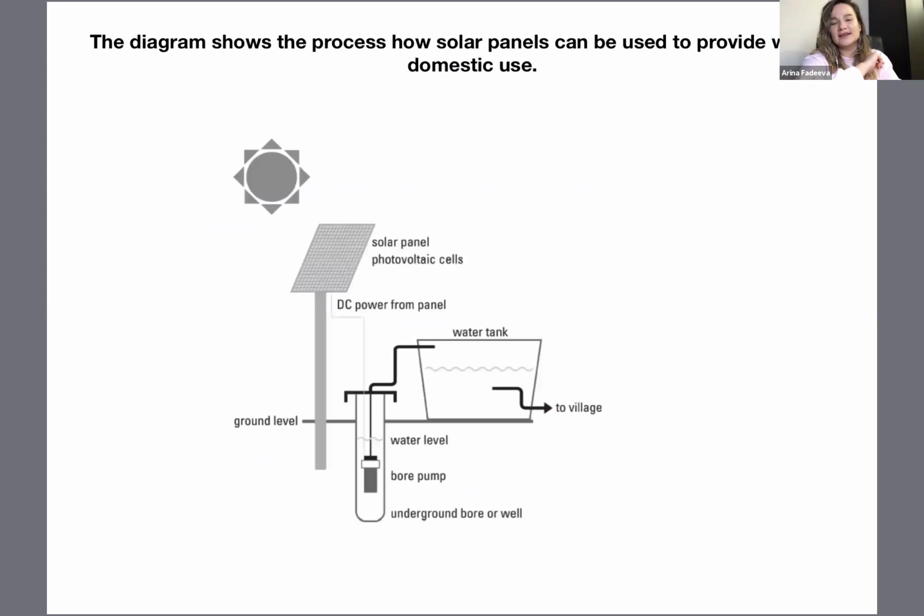All right. Oh my God. Yeah, I'm supposed to give you an overview on all types of writing part 1. Oh God. Okay, sure. So it's a little bit different right now because it's a diagram which shows the process how solar panels can be used to provide water for domestic use.